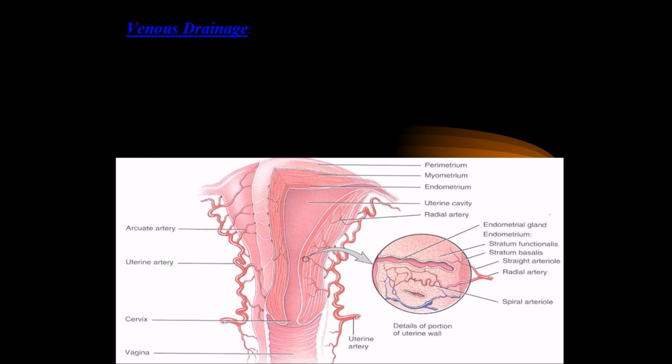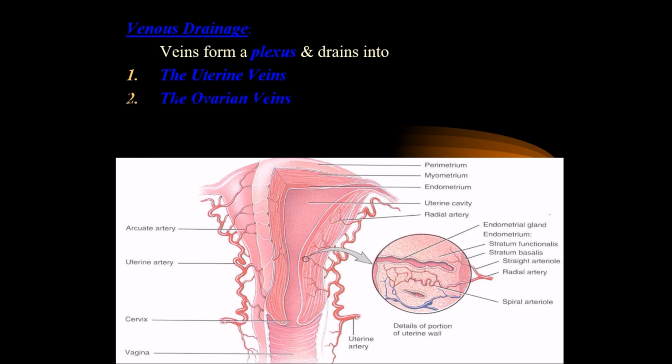Now coming to the venous drainage. The venous drainage is by a plexus of veins around the uterus. These plexus of veins will finally be draining into three important veins.